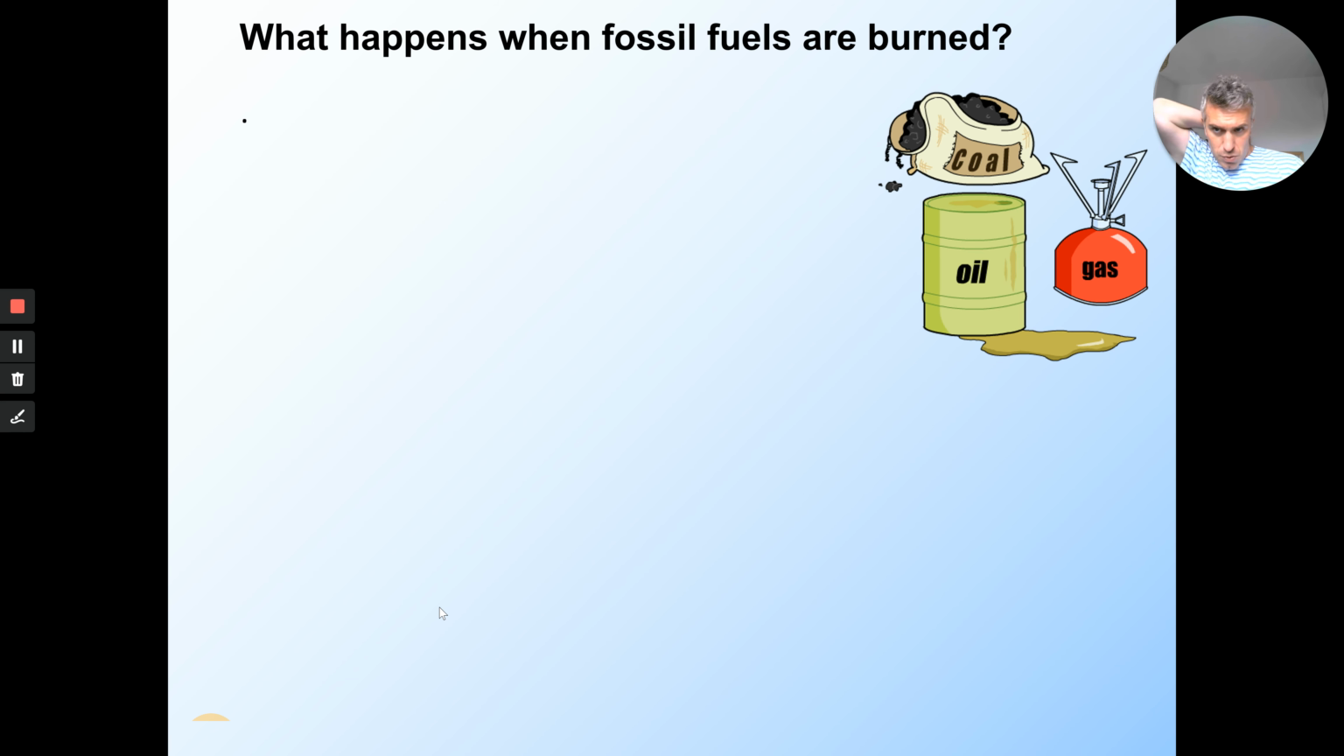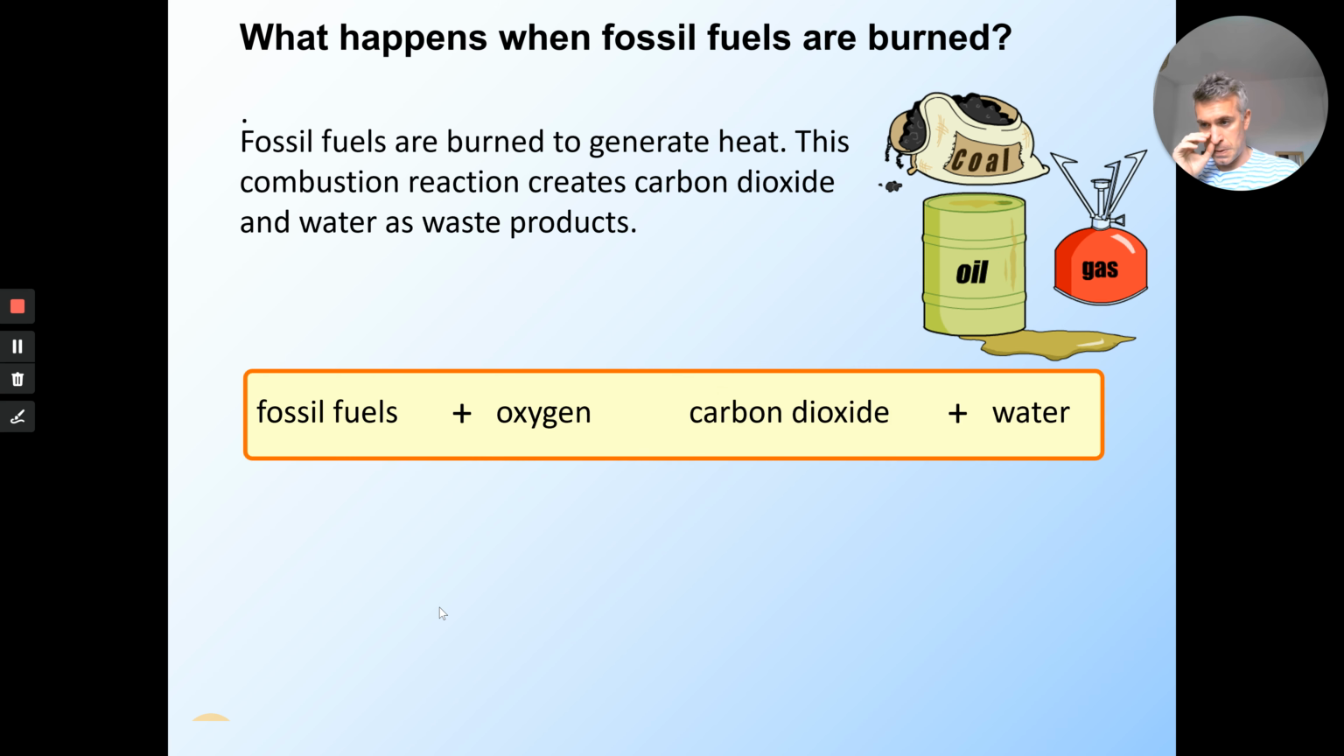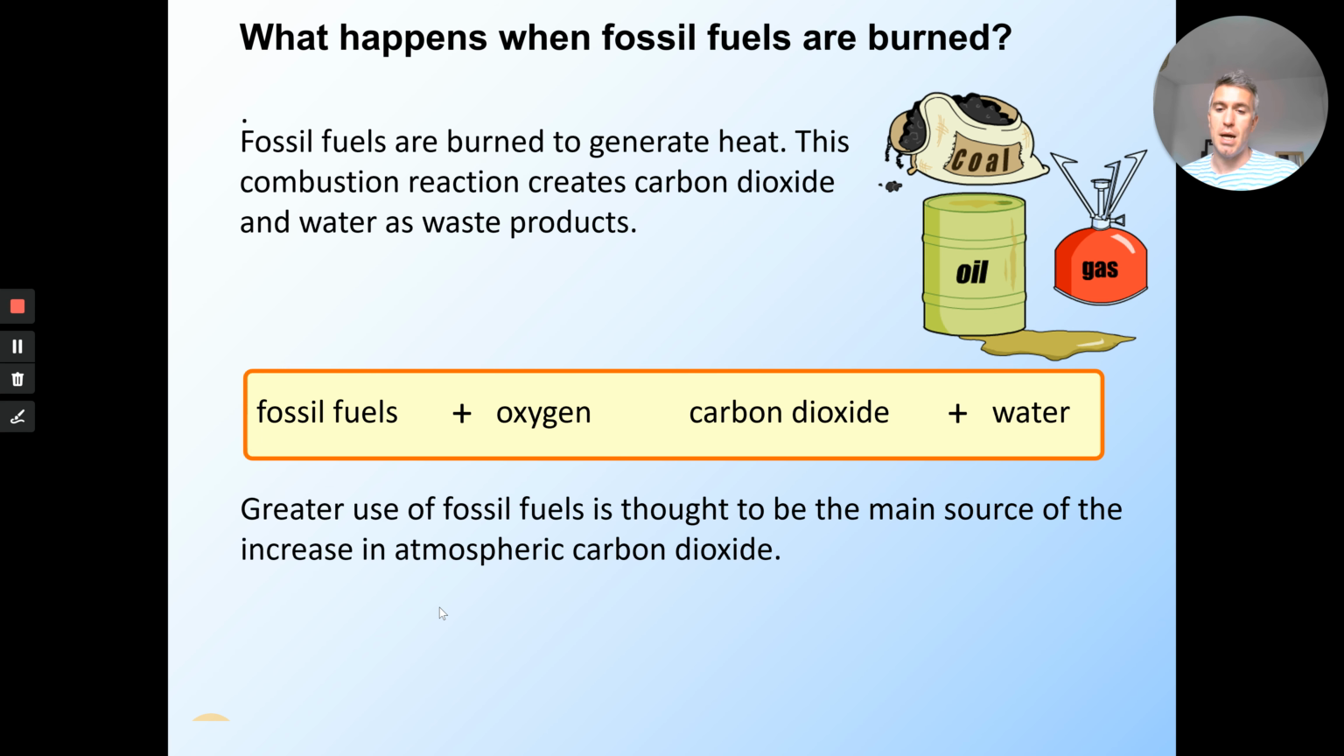What happens when fossil fuels are burned? Here we have examples of fossil fuels: coal, oil, and gas. Fossil fuels are burned to generate heat. This combustion reaction creates carbon dioxide and water as a waste product. Fossil fuels plus oxygen goes to carbon dioxide and water. There should be an arrow there. Something's gone wrong. Arrow.